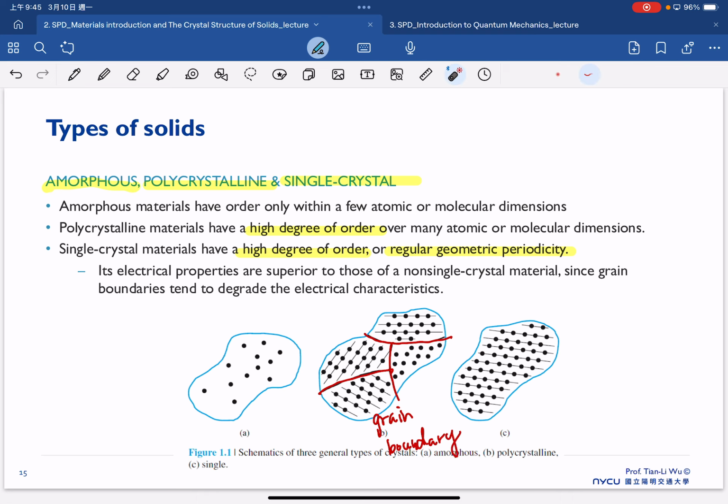And of course, if you look at the single crystal, the atoms inside are in the same lattice arrangement. So ideally, its electrical properties are superior to those of a non-single crystal material, since grain boundaries tend to degrade the electrical characteristics. Usually in the case of polycrystalline, we have these grain boundaries, and they will degrade our electrical performance. If you are working on ferroelectric materials, you will definitely face this issue, because in ferroelectric material, we have many different phases in one piece of material. So in the end, we face the issue of different grain sizes and different grain boundaries.